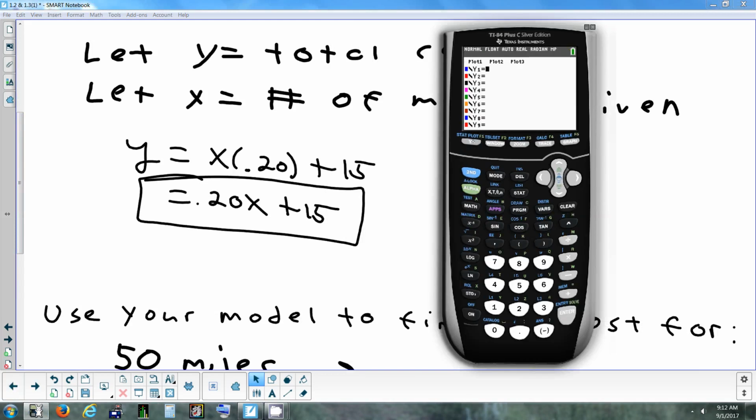Yeah. So let's start by, once we turn it on, you press y equals, and I'm going to type in 0.2x plus 15. And I want to know where that graph is going to hit 50. Okay, that's the question.